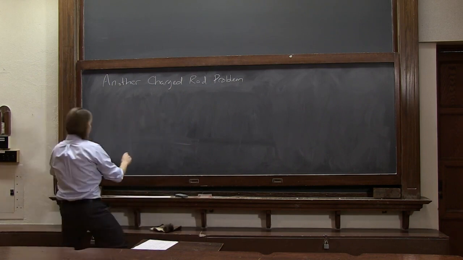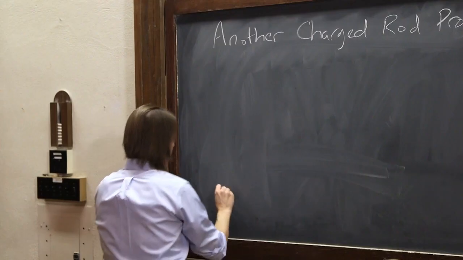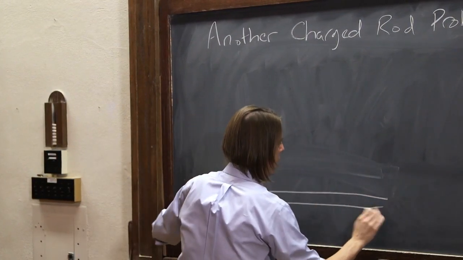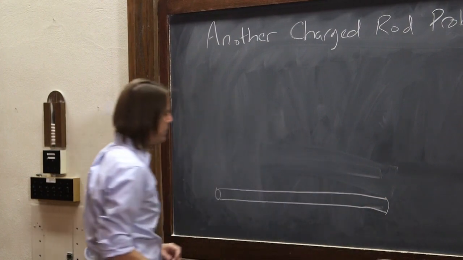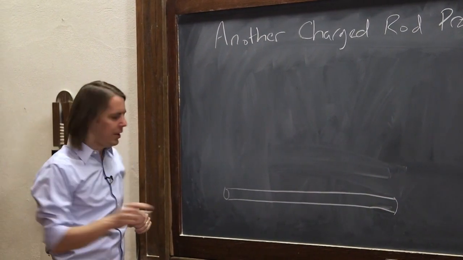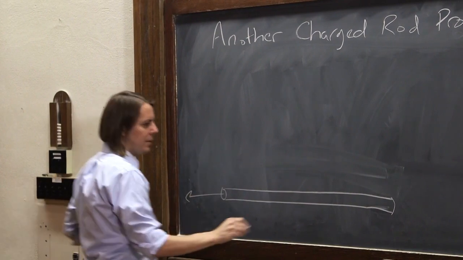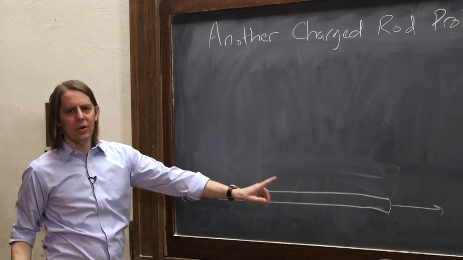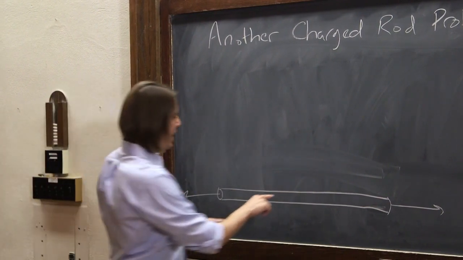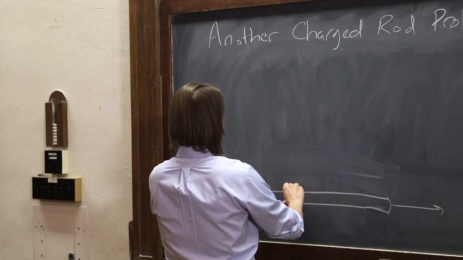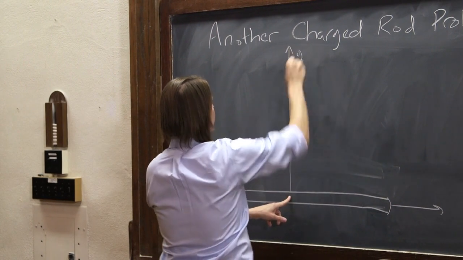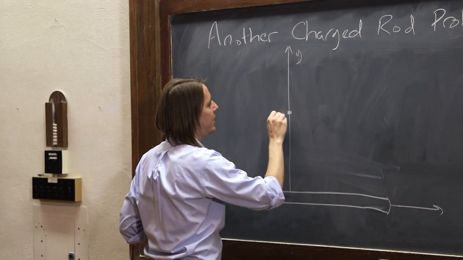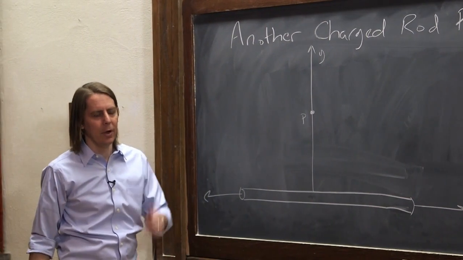So let me draw the rod down here so we'll have plenty of room. So here's the rod. Down here. And again, we're going to put the rod on the x-axis like that. And the point P is along the center, so we're going to put the y-axis centered on the rod, just like this, all the way up. Okay? And the point P, we'll say, is right here. That's where we want to find the electric field, to the side of the rod.